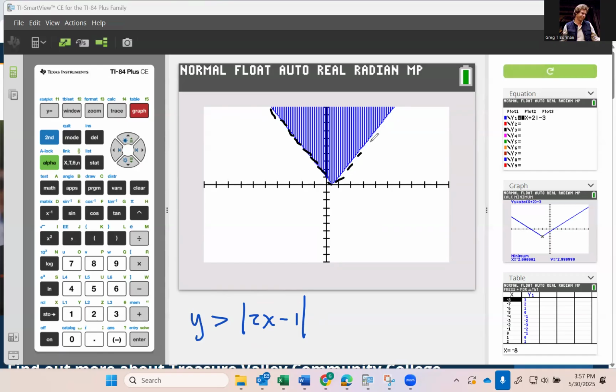Now, the calculator will do dotted lines, but it's kind of a pain in the butt. So, am I allowed to say butt on this video? Okay. Anyway, it's kind of a pain.